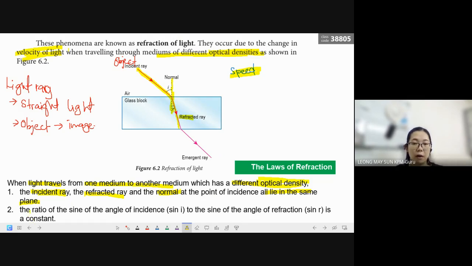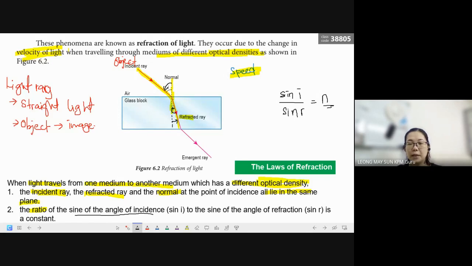The second statement of the law of refraction is that the ratio of the sine of the incidence angle, or sine i, over the sine of the angle of refraction, sine r, is a constant value. So that constant value, I let it be n. All right, so what is the incidence angle? We measure from the normal line to the incident ray. The refracted angle, we measure from the normal line to the refracted ray. So this is the refracted angle r, incidence angle i.